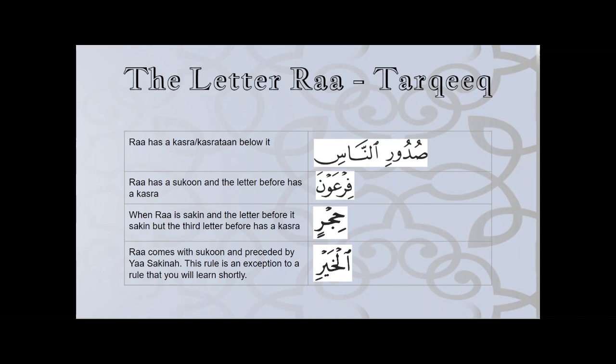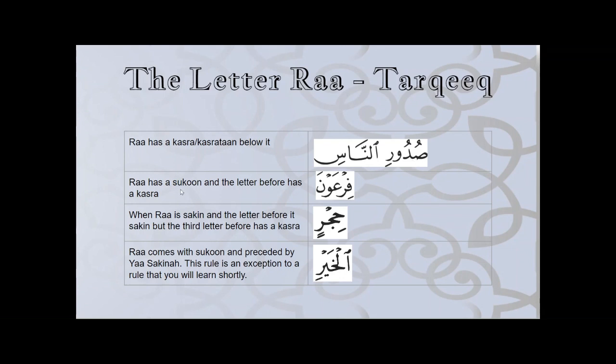The tarqiq of the letter ra is according to the rules that you see below. Meaning, the following are the situations when the letter ra is pronounced light, muraqqaq. And the first situation is when it has a kasra or kasratan below it. For example, sudurin nas. This is rin nas, sudurin nas. That's the example that you see right there.